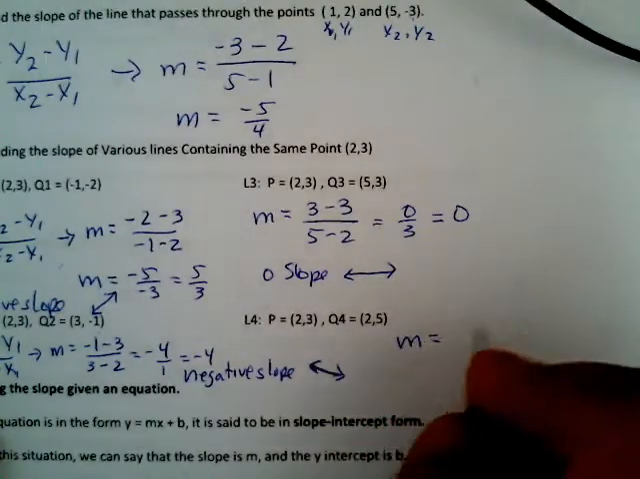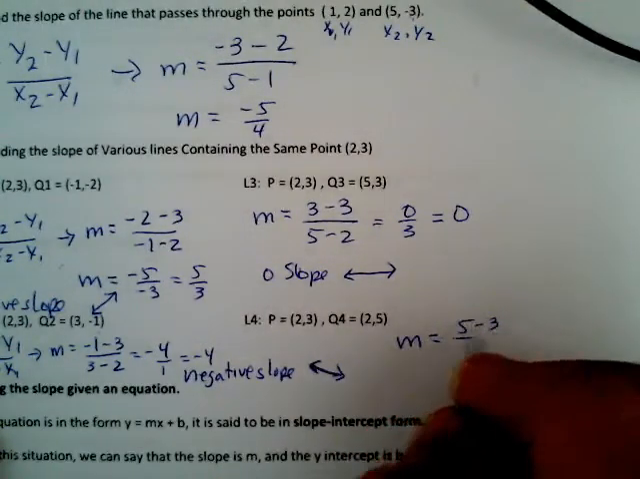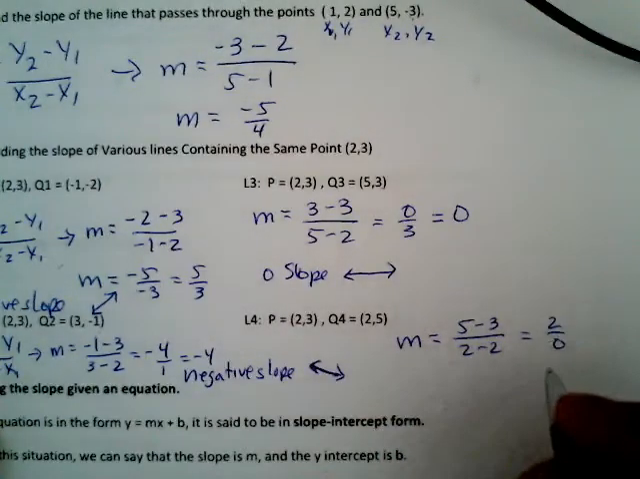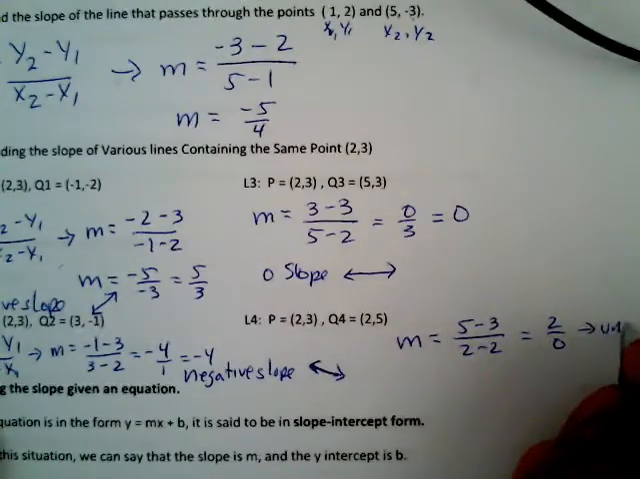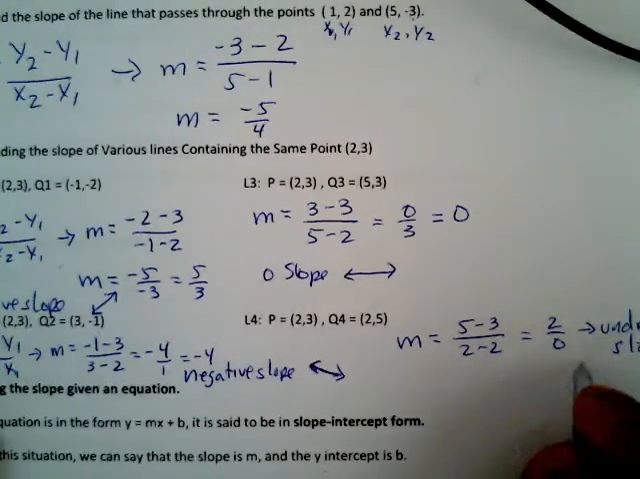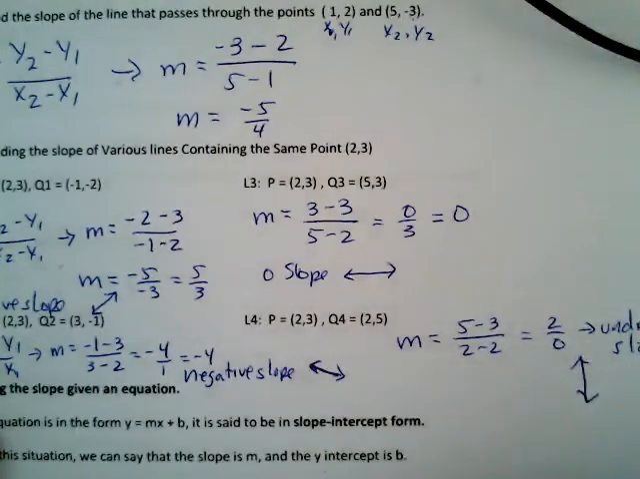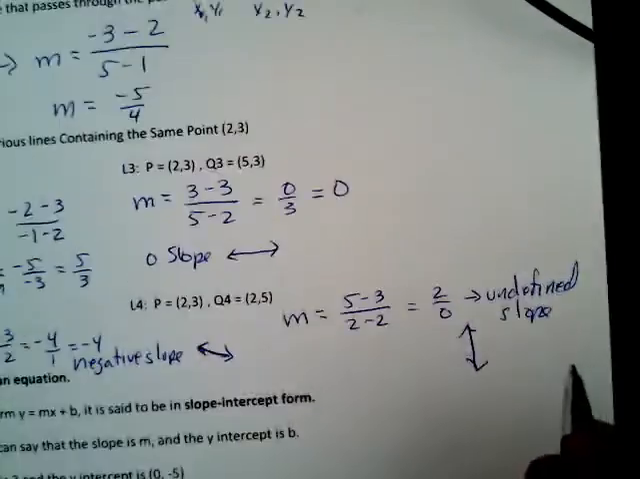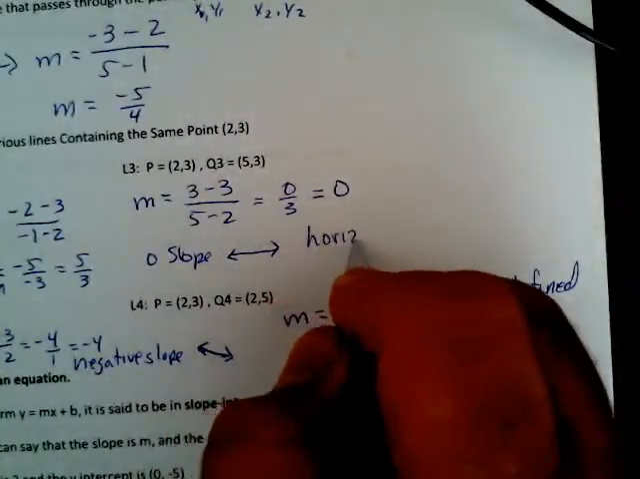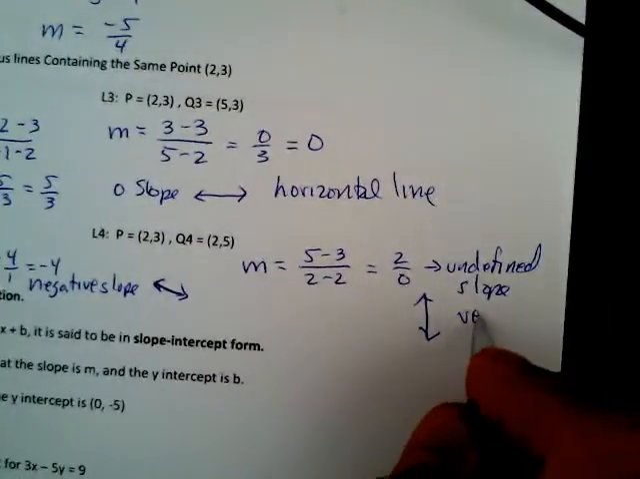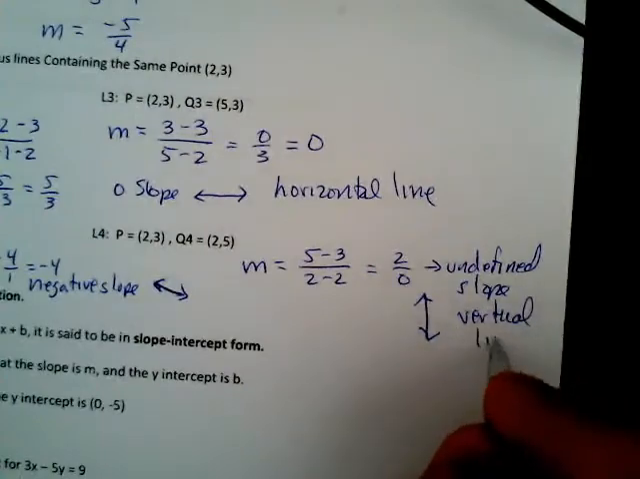For the fourth line, I'm going to take my difference in my y's over my difference in my x's again, and I get 2 divided by 0, where 0 is in the denominator. So this here is undefined slope, and this means that this would be a vertical line. So just because it has undefined slope does not mean we can't graph it. So your 0 slope is a horizontal line. Your undefined slope is a vertical line.